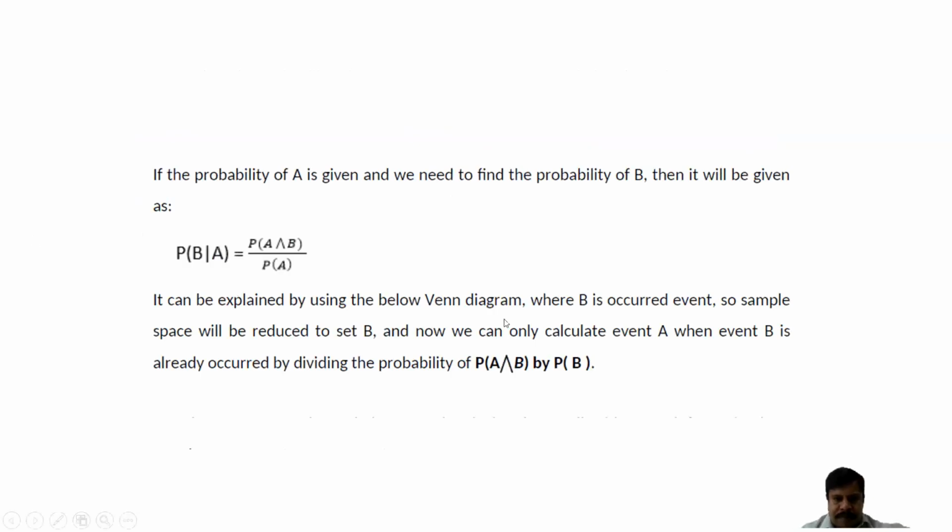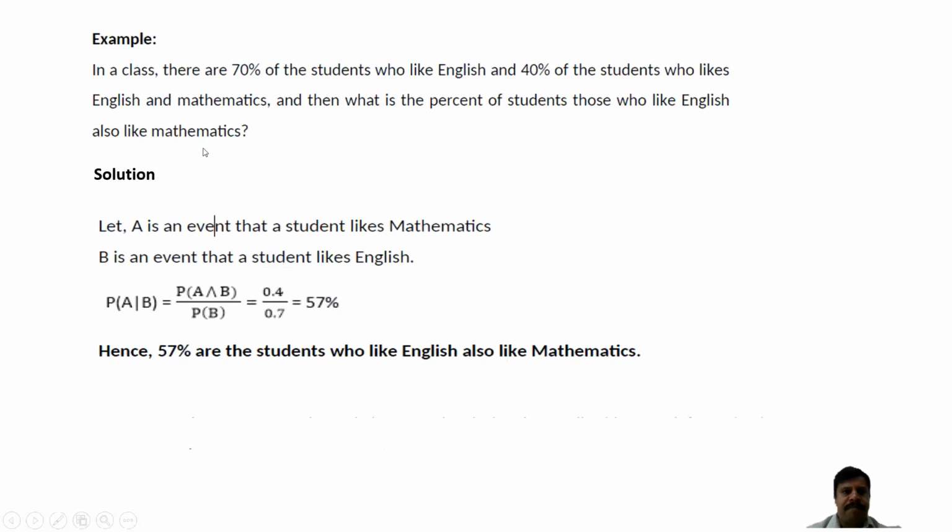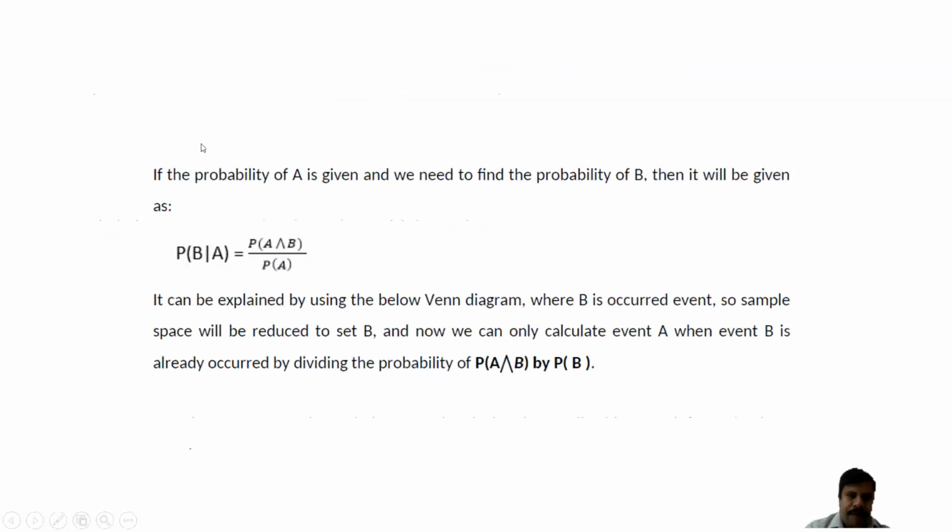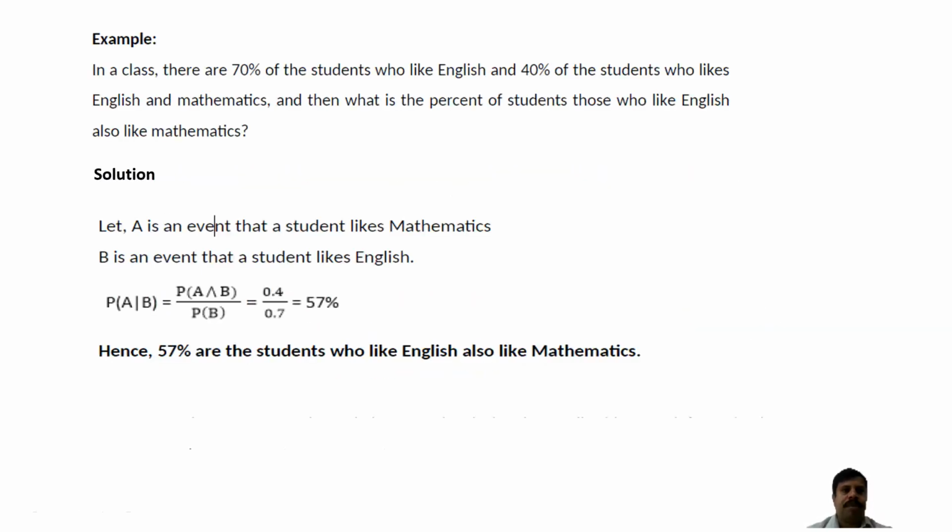So it can be explained using the below Venn diagram. When event B has occurred, the sample space is reduced to set B, and now we can calculate event A when event B is already occurring by dividing the probability of P of A joint B by P of B. Okay, so we will apply this formula to some problems.